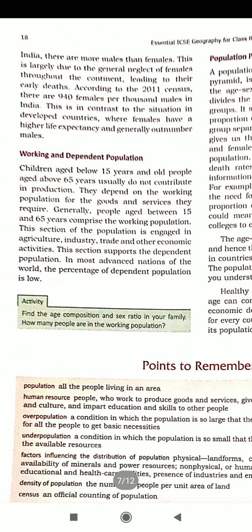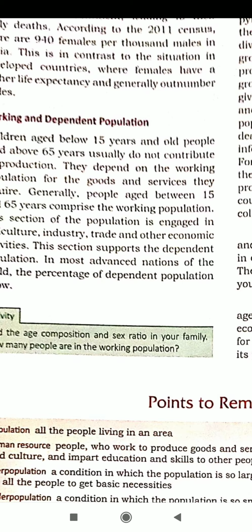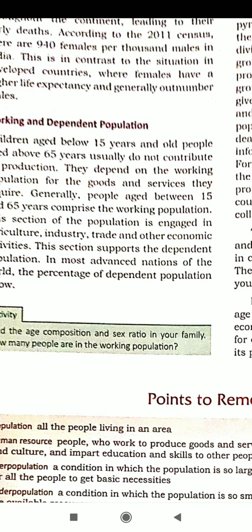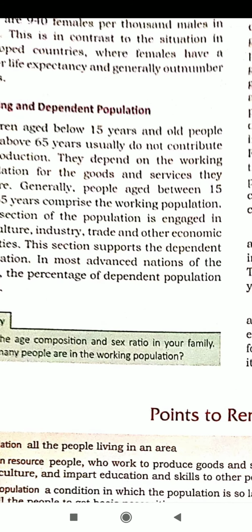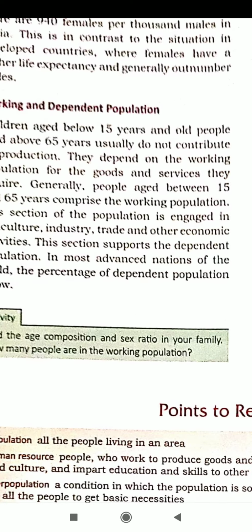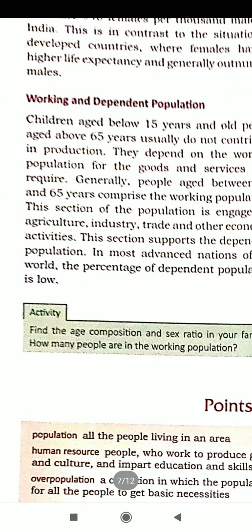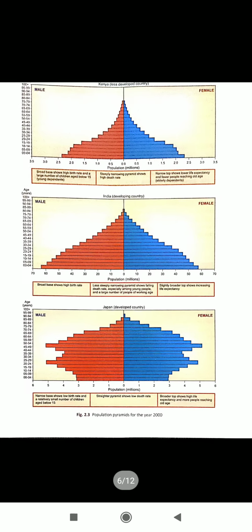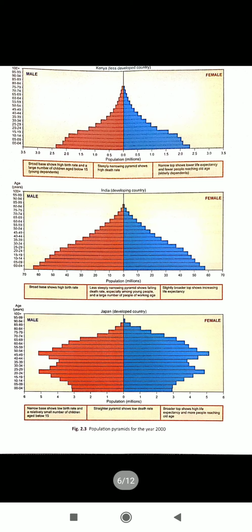This section of population is engaged in agriculture, industry, trade, and other economic activities. This section supports the dependent population in most advanced nations of the world. The percentage of dependent population is low. Now, with the help of population pyramid, we can understand.